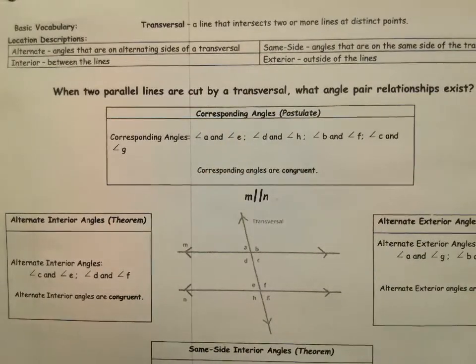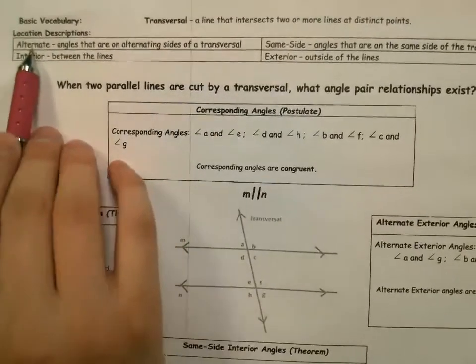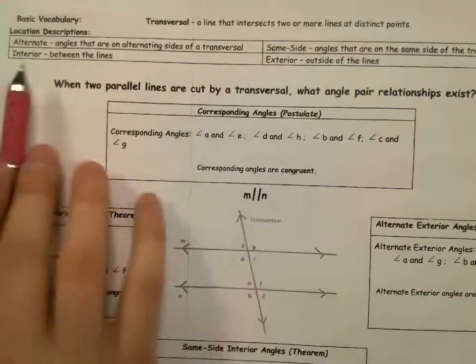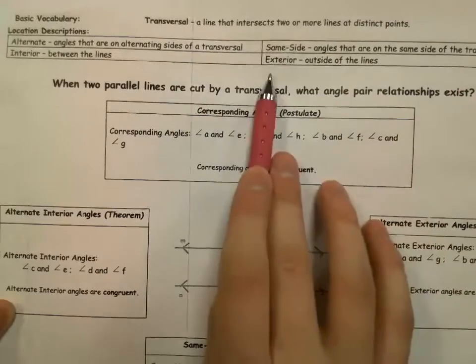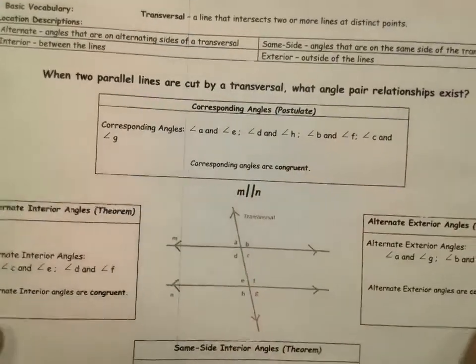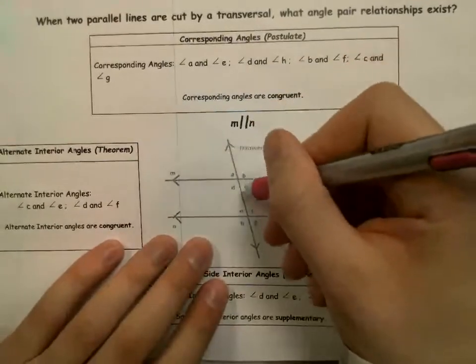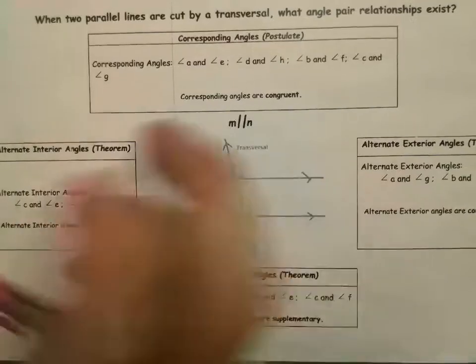So the first one we're going to talk about are corresponding. All right. My bad. Alternate, however, let me phrase that. Let me put this in here, though. Angles that are alternating sides of a transversal. Interiors between the lines. Same side as the angles that are on the same side of the transversal. And exterior are outside the lines. A transversal, okay, is this right here. Cuts between two lines. That's what a transversal is.